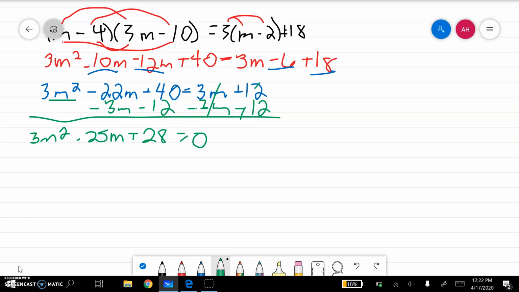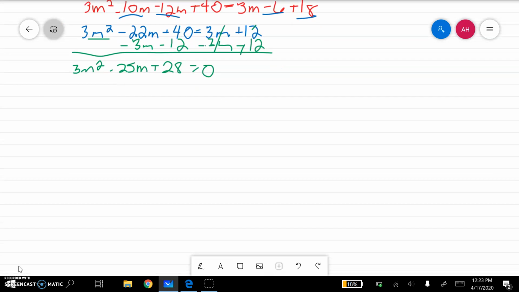At this point, you can factor or you can use a quadratic formula. I'm going to choose to use the quadratic formula, but you could try to factor it first. But since this section is on the quadratic formula and you guys already know how to factor, we're going to do the quadratic formula. So let me move this up.